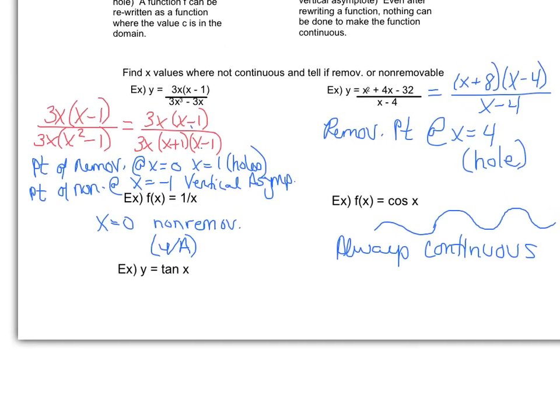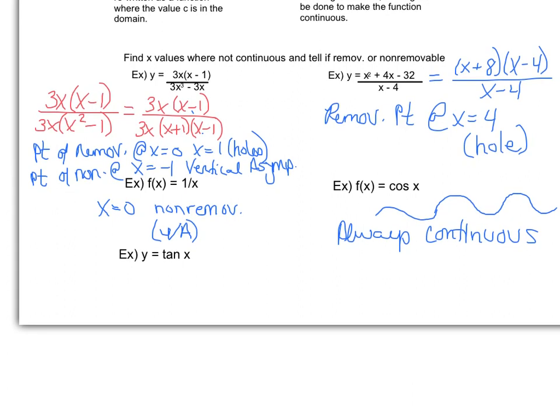Finally, the last example, tangent of x. Well, I know that tangent of x is the same thing as sine of x over cosine of x, and therefore this is going to be undefined. It's going to have a non-removable point of discontinuity anytime cosine of x is 0.